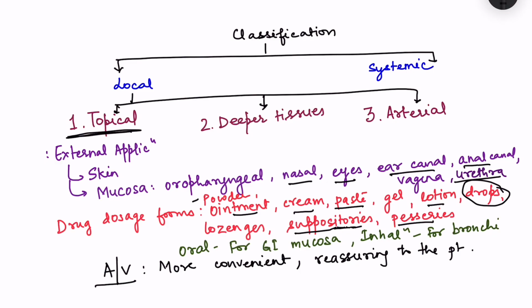Some other examples are orally for GI mucosa. For example, lozenges. Lozenges are there in the mouth only and they act in the throat. Then we have inhalational for bronchi. So again, they are not being absorbed into the circulation. They are remaining superficially in the bronchi. What are the advantages of this type of application? Well, it is very convenient and it is reassuring to the patient, because the patient will know that okay, something superficial only is there, no problem deep inside his body.